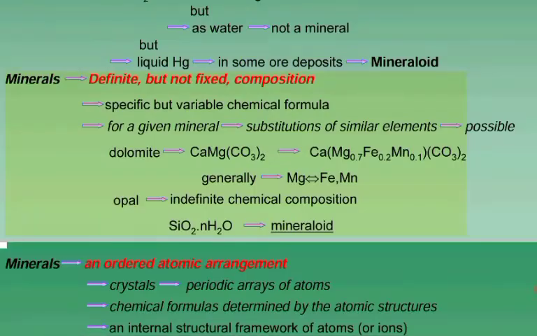Minerals have a definite, but not fixed, composition: a specific but variable chemical formula. For example, (Mg,Fe)CO3 is magnesite if and only if Fe is absent. Ca(Mg0.7Fe0.2Mn0.1)(CO3)2 is dolomite, with a definite chemical composition. Opal, with CO2 and H2O, is a mineraloid. For a given mineral, substitutions of similar elements are possible.